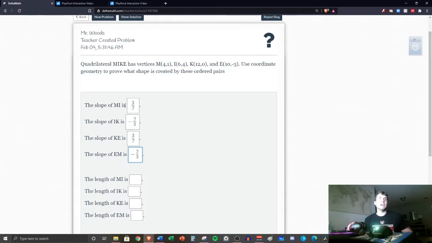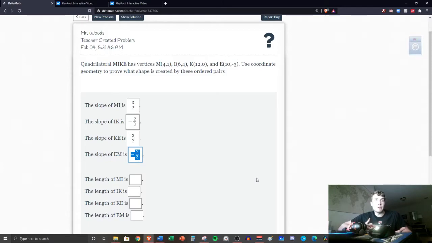These types of problems are almost like a quadrilateral scavenger hunt. That's what we're doing here. We're gaining the information about the shape that we don't see through this information. What we notice here is that these opposite sides, MI and KE, are parallel to one another because the slopes are equal. We see the same thing with IK and EM. Those are parallel to each other. So automatically that means it has to be a parallelogram.